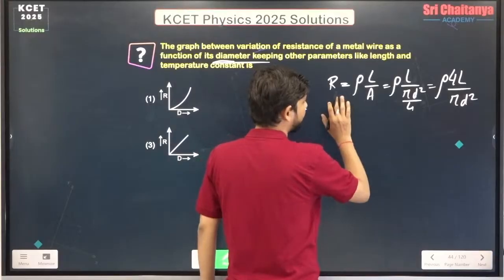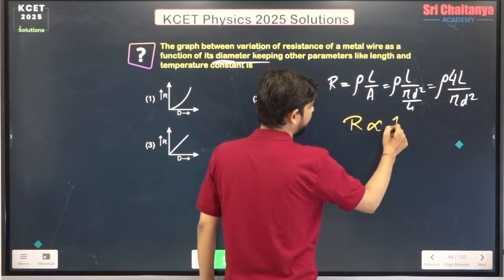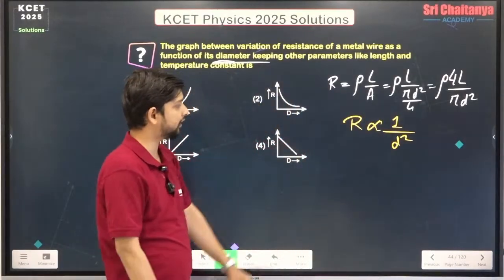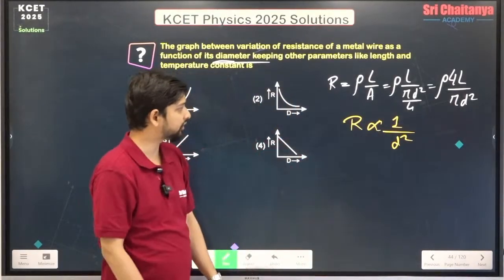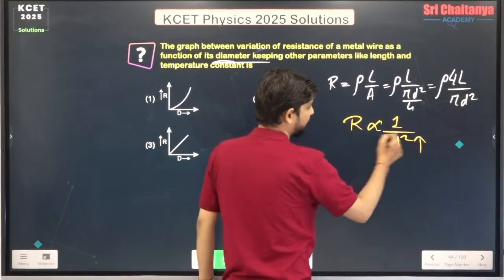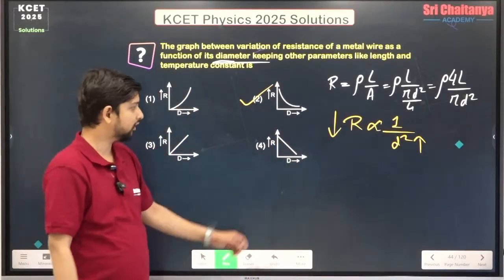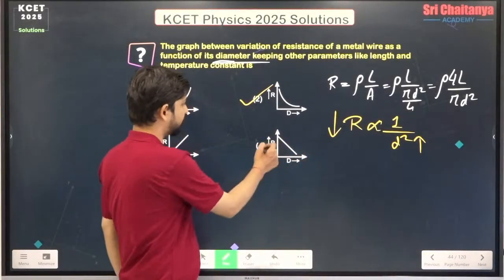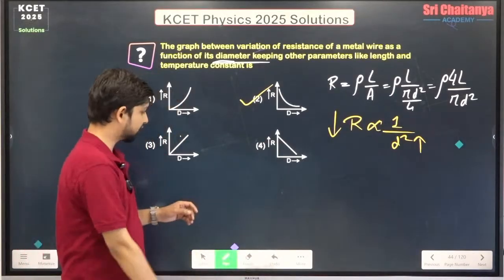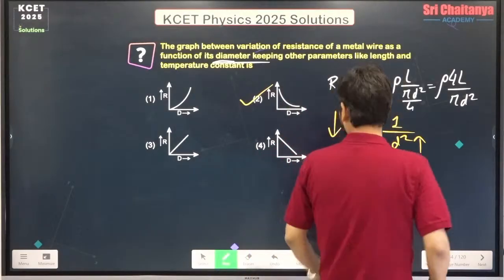And if you want to draw the graph between resistance and diameter, first you need to understand the relationship between them. It is inversely proportional. When the diameter increases, the resistance will decrease. So obviously this second option will be the correct option. It cannot be a linear graph, so it cannot be this fourth graph. And in these first two graphs, the resistance is increasing with diameter, so this cannot be possible. So the correct option will be only the second option.